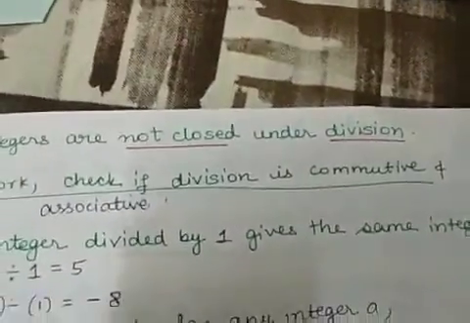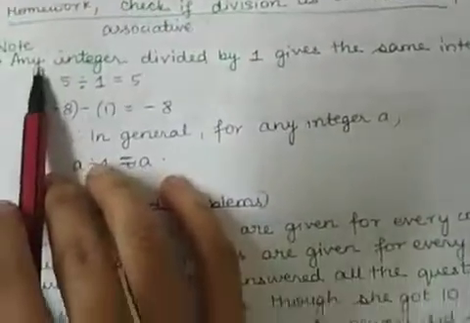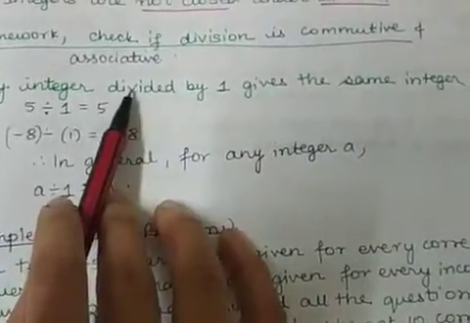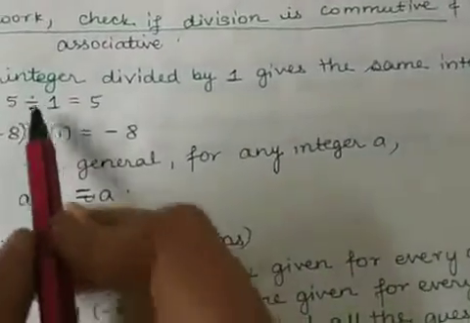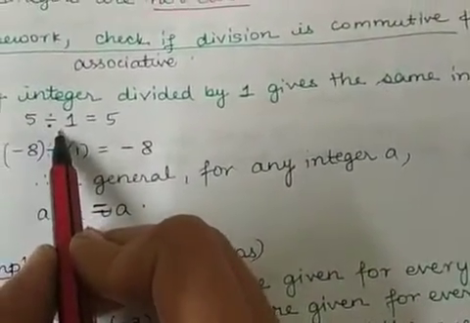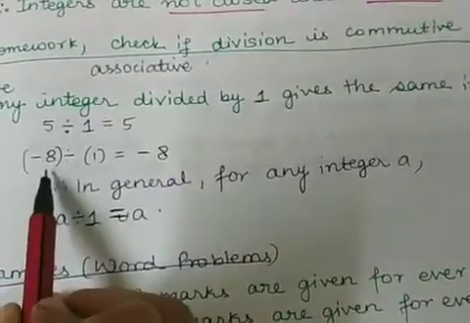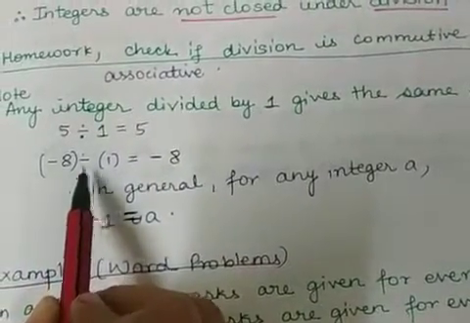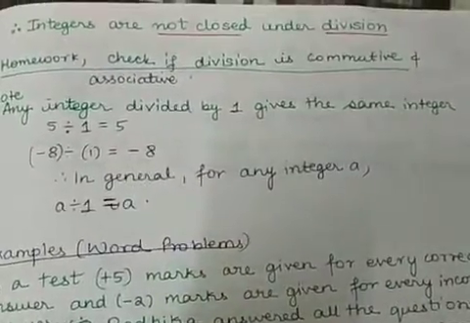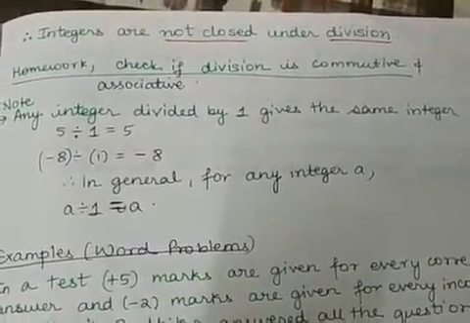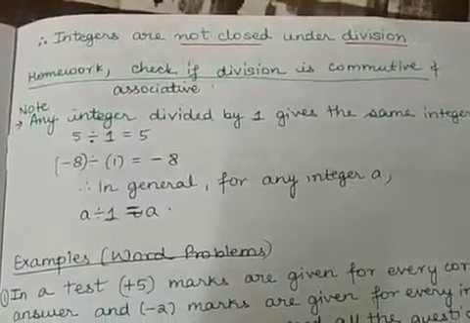Now, another thing I want you to observe is any integer when divided by 1 gives you the same integer, right? Suppose you have 5. 5 divided by 1 is 5. What about minus 8 divided by 1? Minus 8 divided by 1 is minus 8. So, when you divide an integer by 1, you get the same integer back.